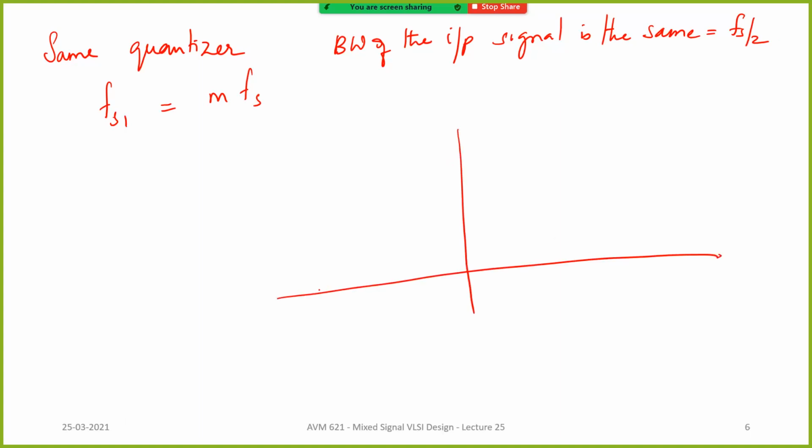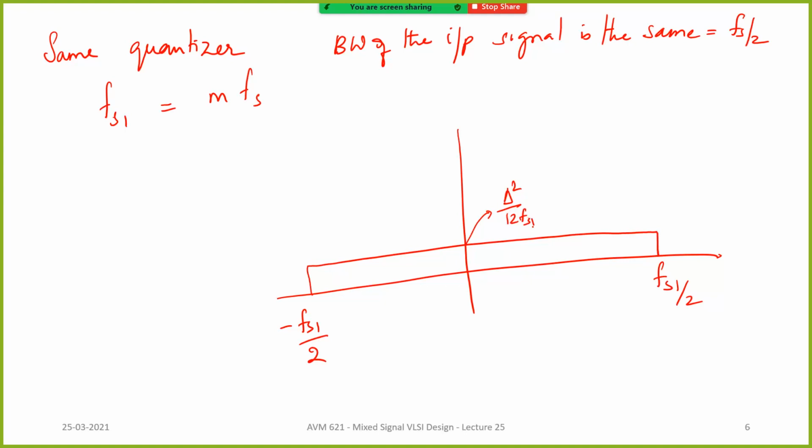Now, how will the power spectral density look like? Of course, we know that it is going to be like this. So it is going to be from Fs1 by 2 to minus Fs1 by 2, correct? What will be the amplitude of this noise? Or what is the y-axis value? What is the power spectral density? Del squared by 12 Fs1. Correct.